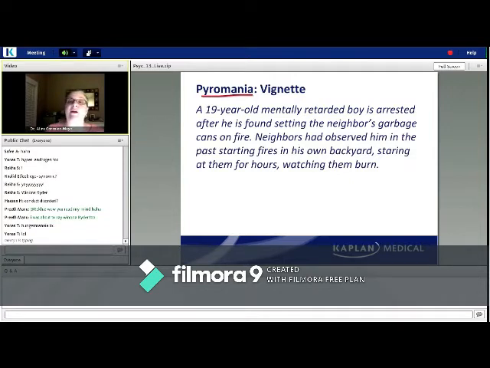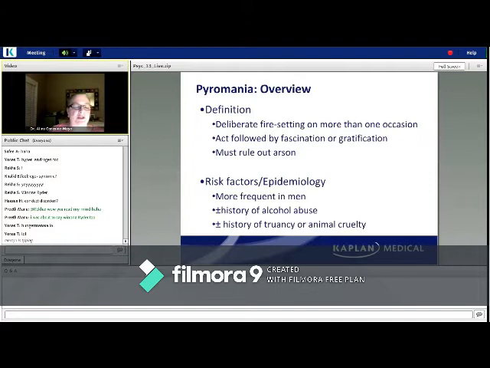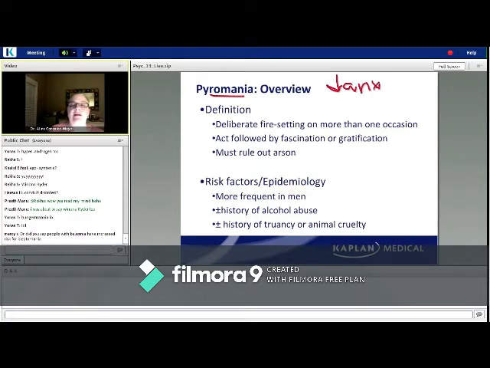Pyromania, it's with fire. A 19-year-old mentally retarded boy is arrested after he's found setting the neighbor's garbage cans on fire. Neighbors have observed him starting fires, staring at them, and watching them burn. So this is an individual who starts fires for pleasure, and then it reduces his level of anxiety. Do not confuse it with arson, because arson equals money. You get money with this.